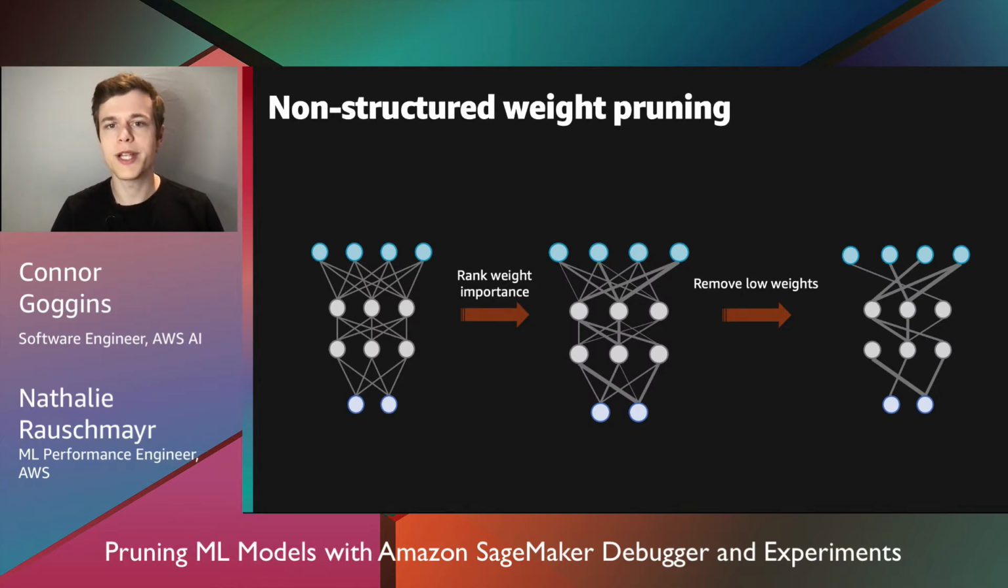There are several different types of iterative model pruning. One is non-structured weight pruning, which analyzes the model, determines the lowest and therefore least relevant individual weights, and then removes them from the model graph, resulting in fewer connections overall.